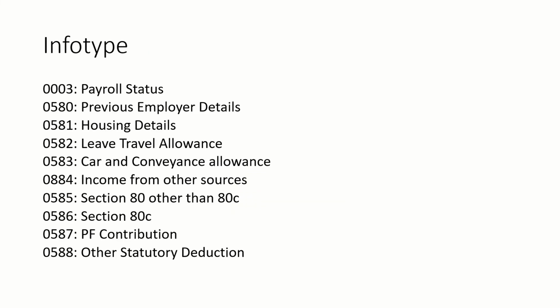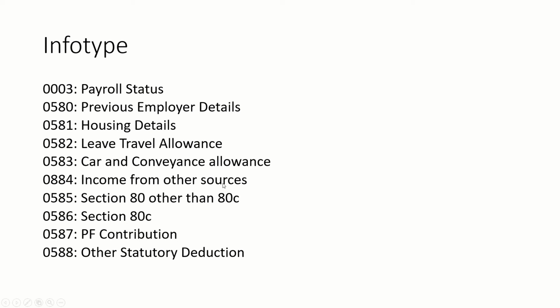So these are the info types that we are going to discuss in this session. They are related to payroll status, that is 0003, then 0580 to 0588. These are all related to income tax, like previous employer details, housing details, leave travel allowance, car and conveyance allowances. As per the policy of the company, different employees are entitled to different kinds of allowances. So these are the info types where these provisions are maintained.